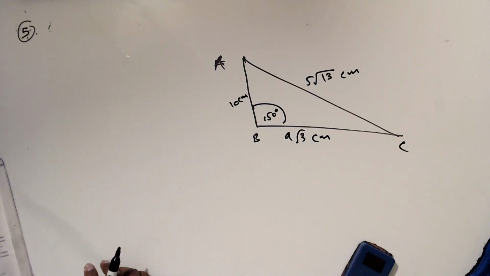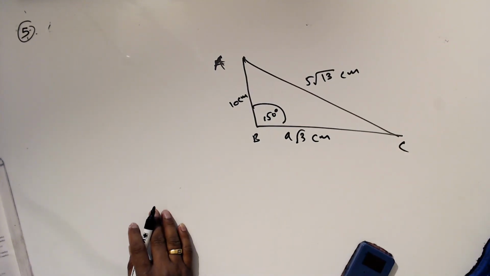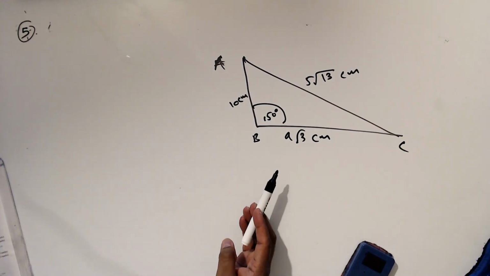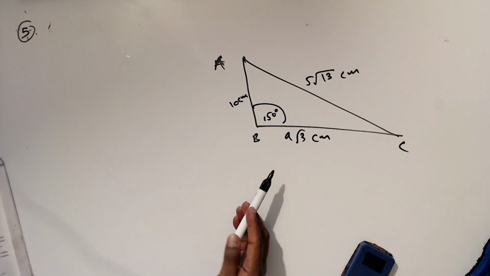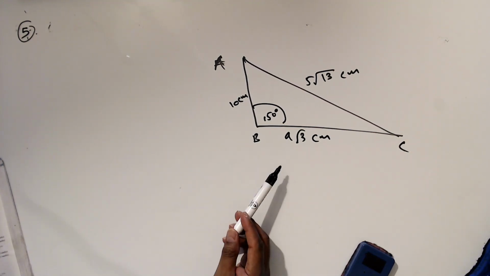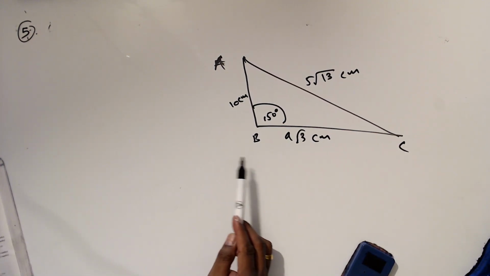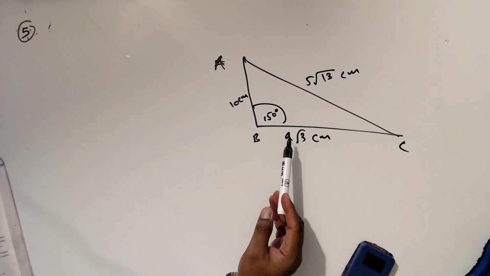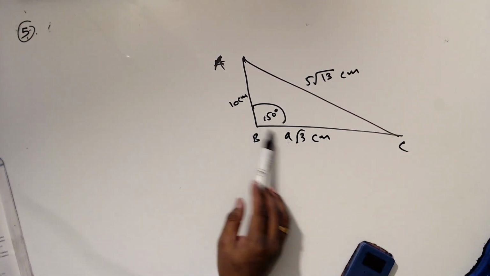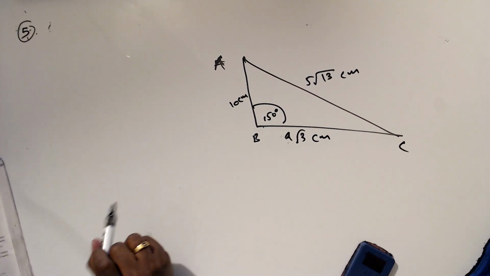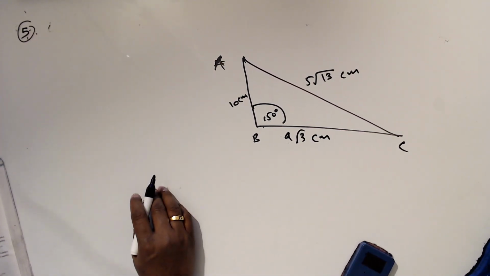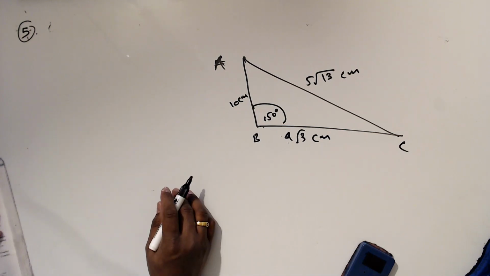Question number 5. It is clear that we need to find A and the area, and it's clear that we can use cosine rule, and then we can find A, and then half AB sine C, we can find the area. So that's the plan. So cosine rule. So usually we write two ways.